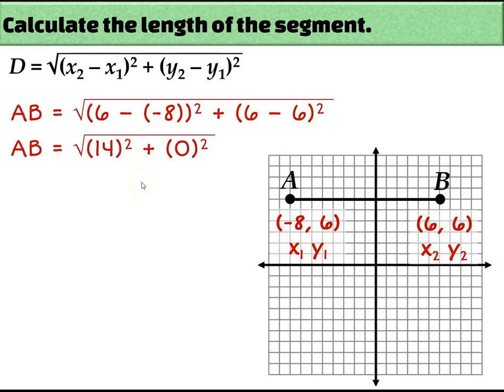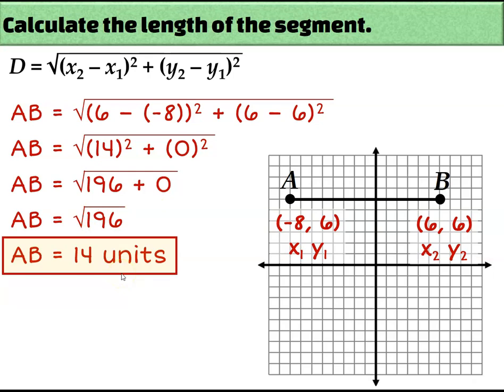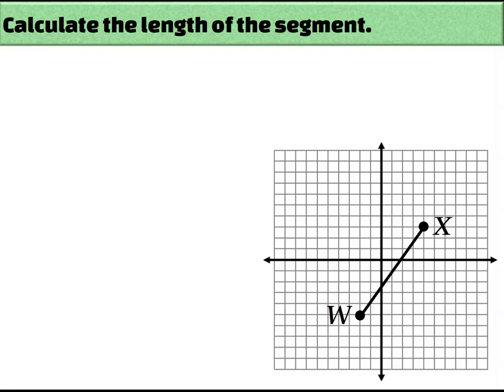So let's simplify. 6 plus 8 is 14. 6 minus 6 is 0. 14 squared is 196. 0 squared is 0. 196 plus 0 is obviously 196. And the square root of 196 is 14. So that verifies it. We counted that it was 14 units, and according to the distance formula, it's also 14 units. But let's try one that we couldn't count, like this segment.